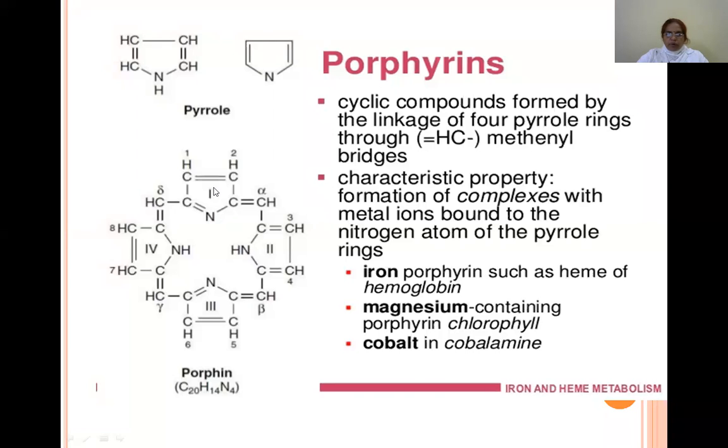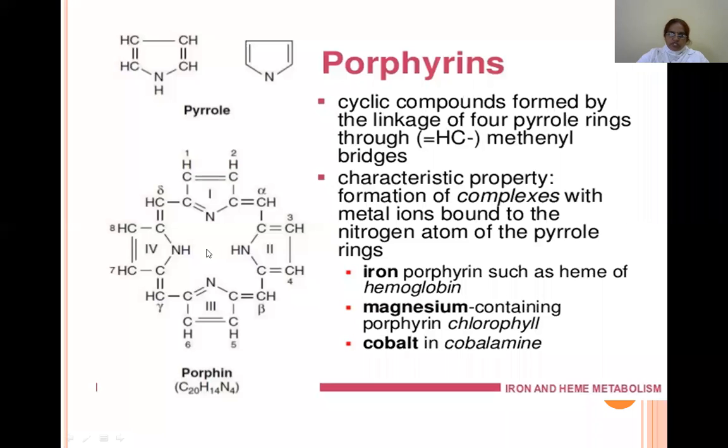Each pyrrole ring has side chains, which are substituted with hydrogen atoms. The side chains are present here: 1, 2, 3, 4, 5, 6, 7 and 8. So there are 8 side chains on the pyrrole rings, which are substituted with hydrogen atoms.